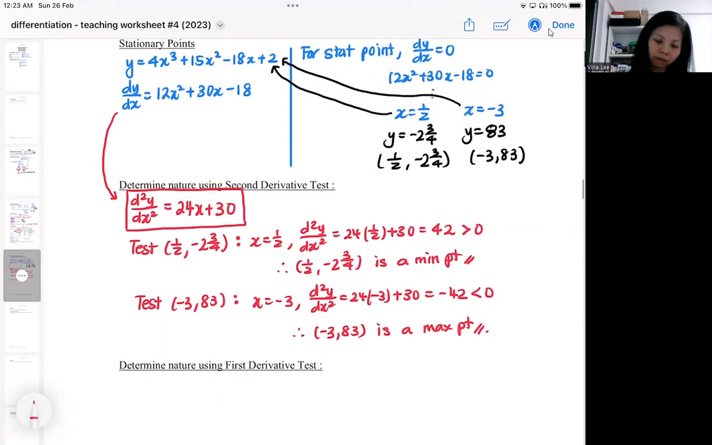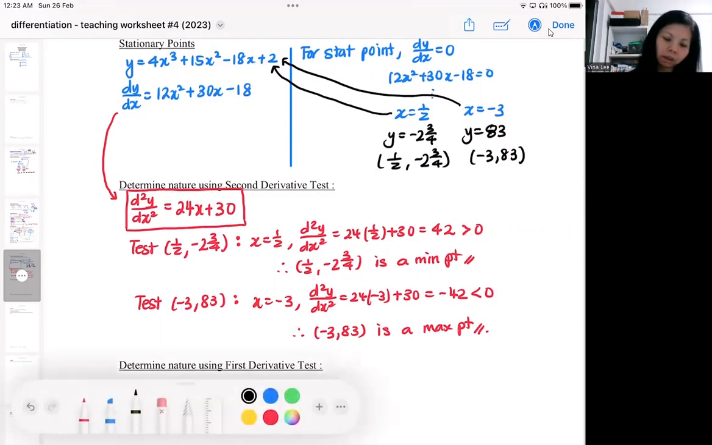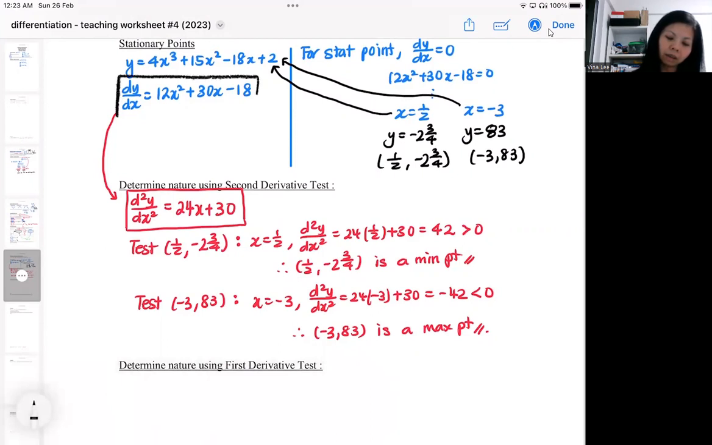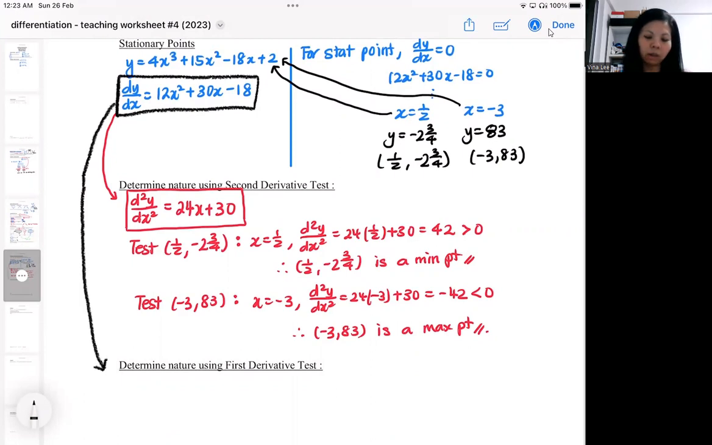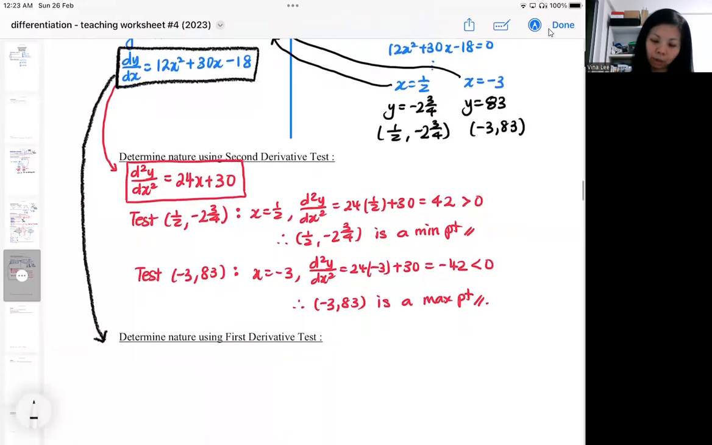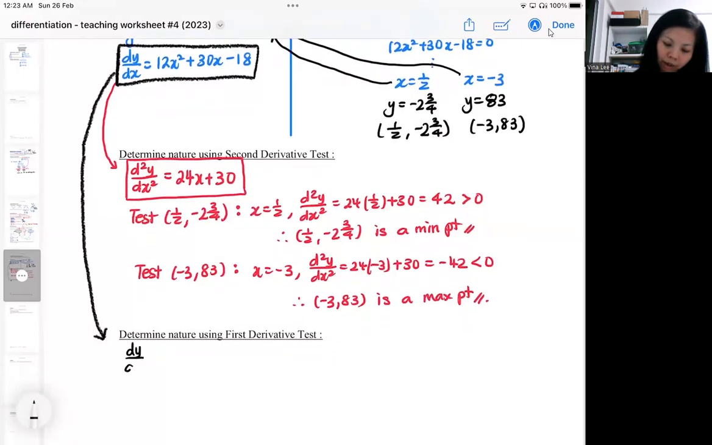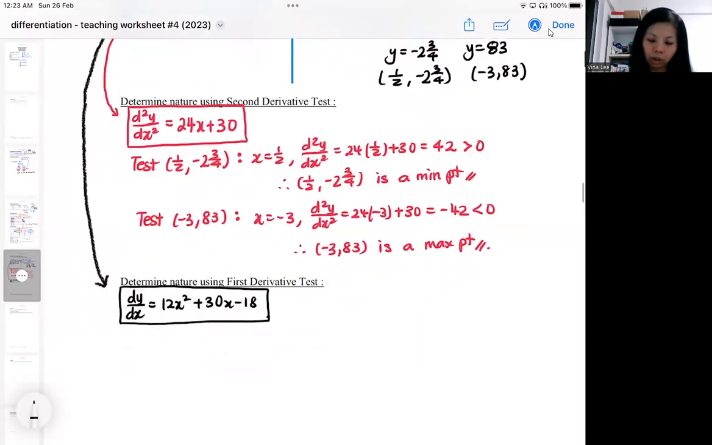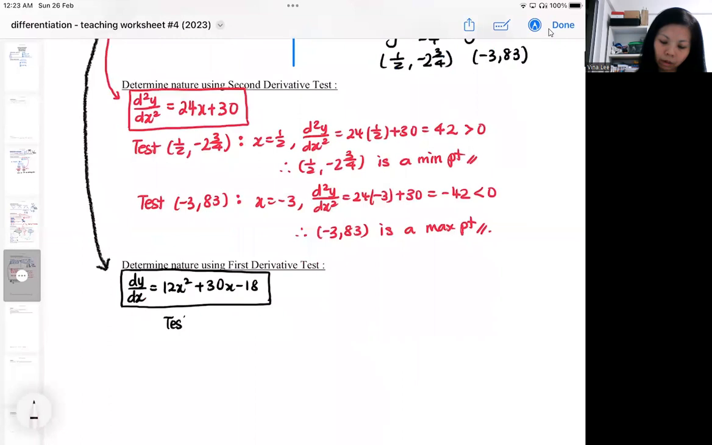So what does the first derivative test look like? Just now I already summarized the idea of the first derivative test. If I'm going to use the first derivative test, I need to create a table, and each point will have a table. So let me write down my test first. This is the test formula. I will need a table for each of the points. Right now I got 2 points, so I need 2 tables.